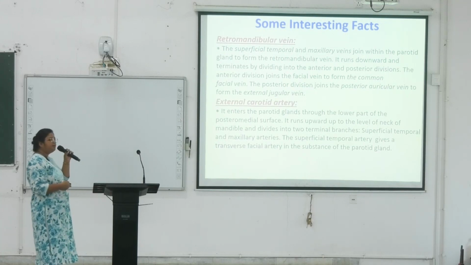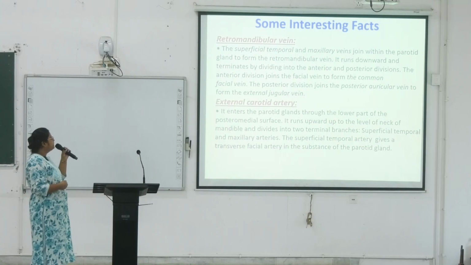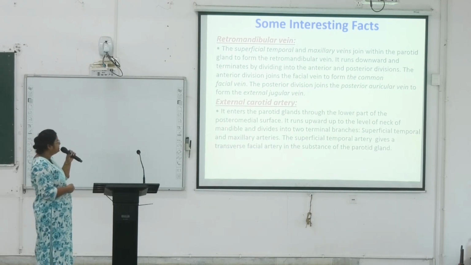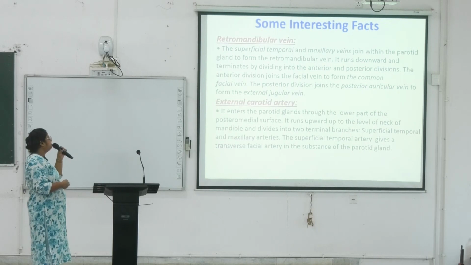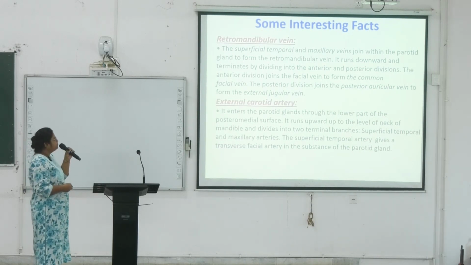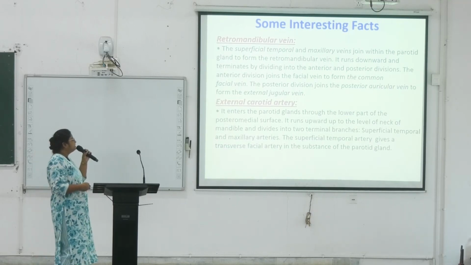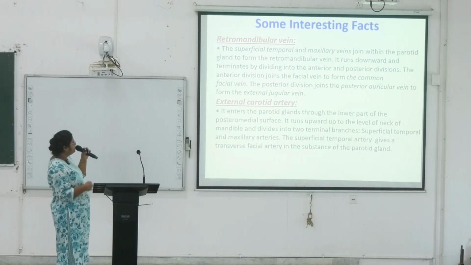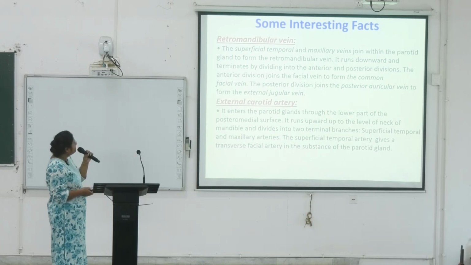Next is the external carotid artery. It enters the parotid gland through the lower part of the posteromedial surface. It runs upward up to the level of the neck of the mandible and divides into two terminal branches, superficial temporal and maxillary artery. Superficial temporal artery gives a transverse facial artery in the substance of the parotid gland. So these are the important structures embedded within the parotid gland.